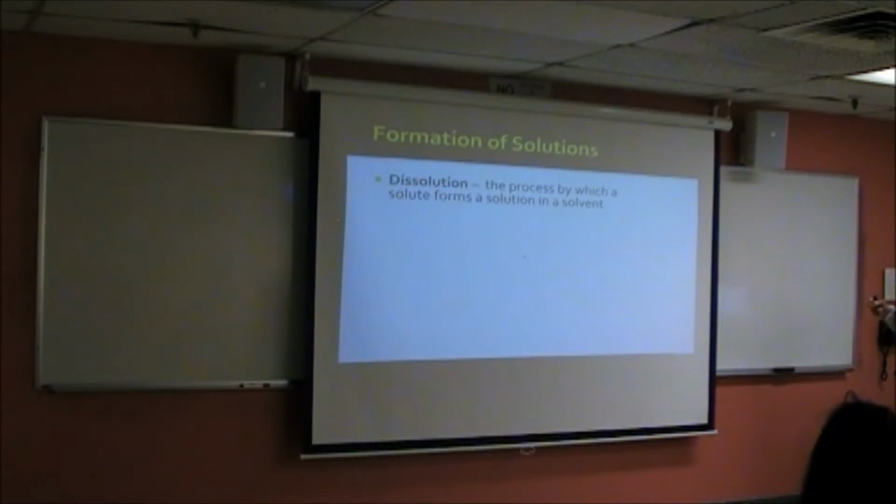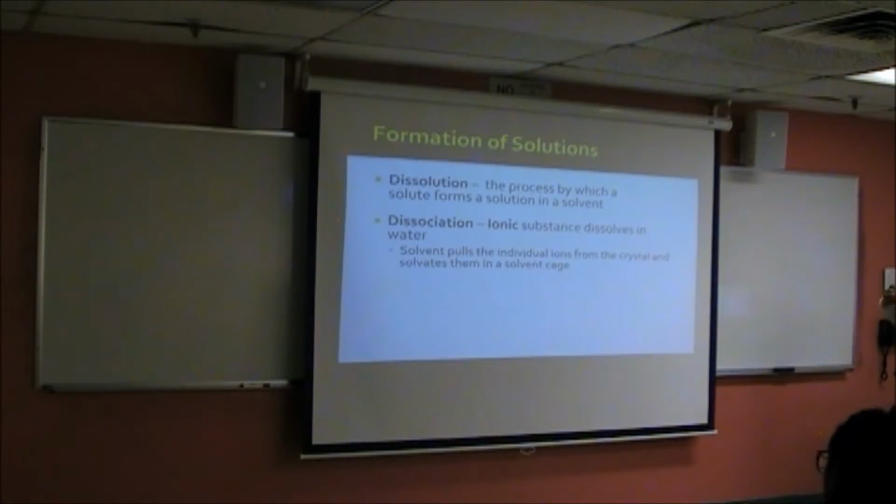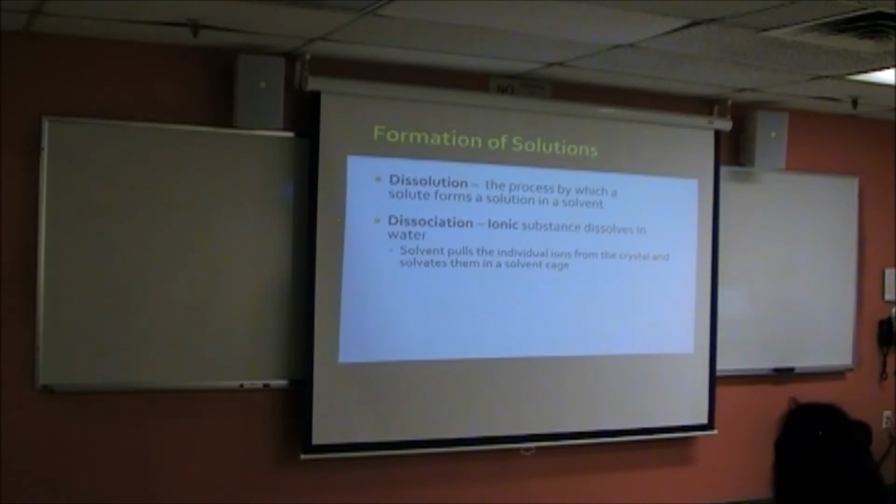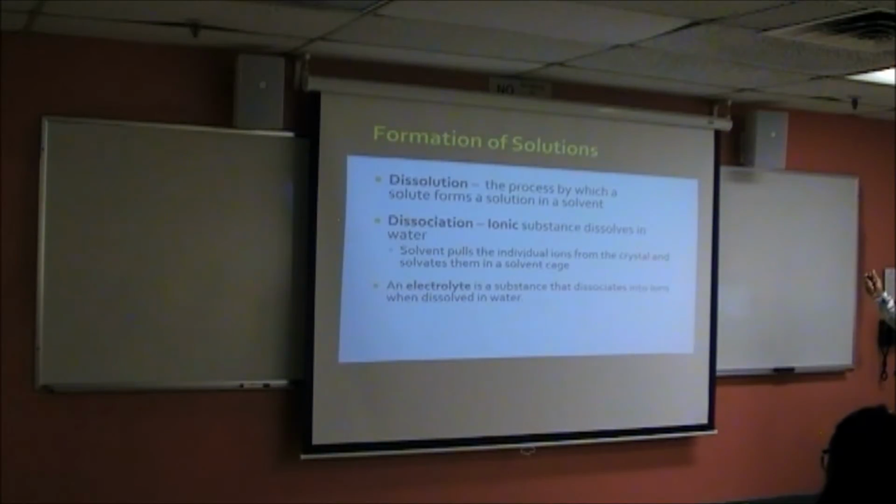All right, dissolution. The process by which a solute forms a solution in a solvent. Dissociation. This is mainly for soluble ionic compounds. Your soluble ionic compounds will break apart and separate into ions in water. Do you get that? An electrolyte. An electrolyte is a substance that will dissociate into its ions when it's dissolved in water. Knowing what we just went over, what can you tell me about electrolytes? What are they? Ions.